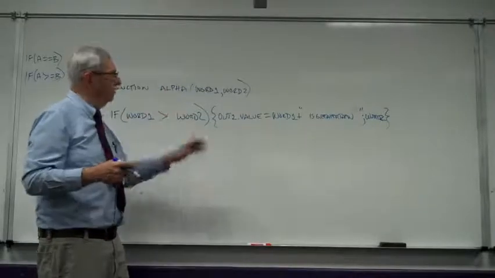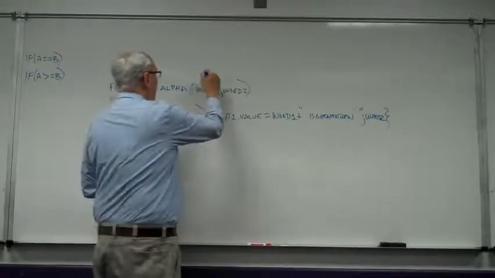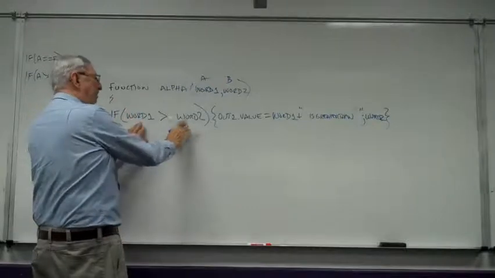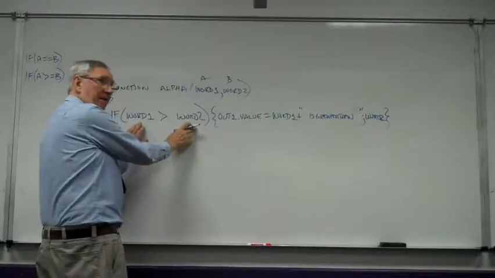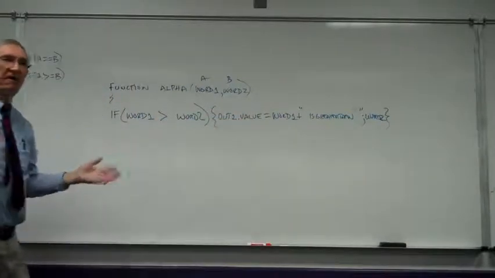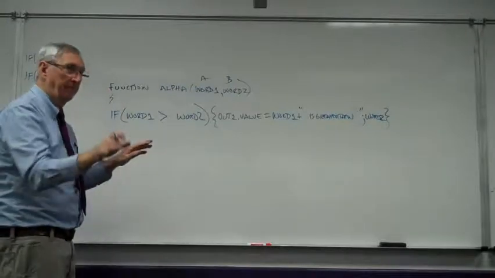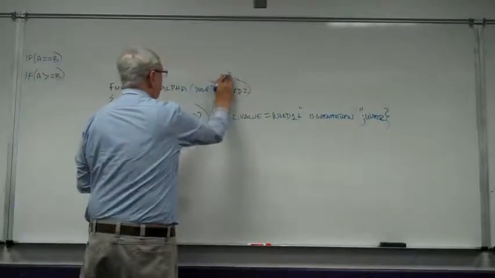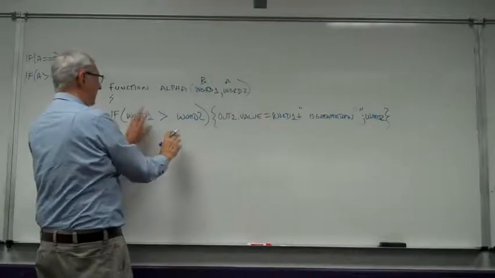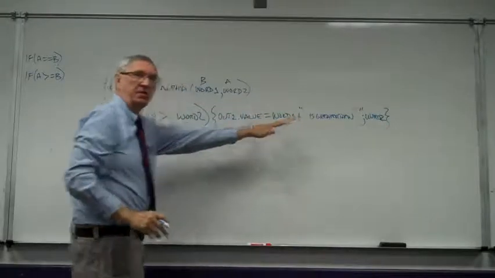It says this is word 1. So if I type in apple and banana in that order, this is going to be apple, this is going to be banana. When it comes into here, is apple bigger than banana? No, it is not. Alphabetically, it's lower, right? So therefore, it's not going to go there. It's going to fail the test. It only makes it if I had typed in banana, apple. Banana first, apple second. I would say, is banana greater in the alphabet than apple? Yes, it is. So it would go over there and it would do it.